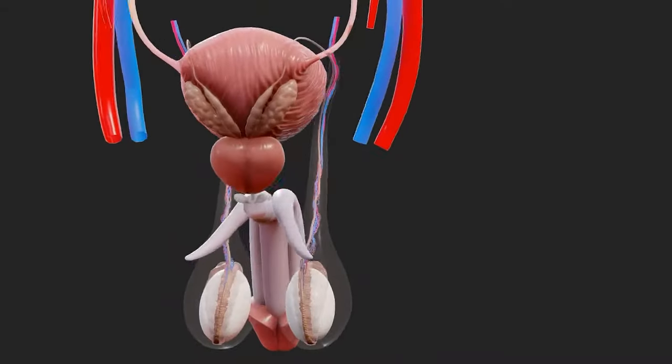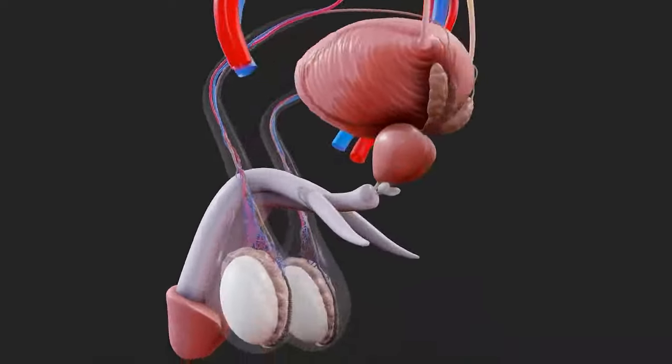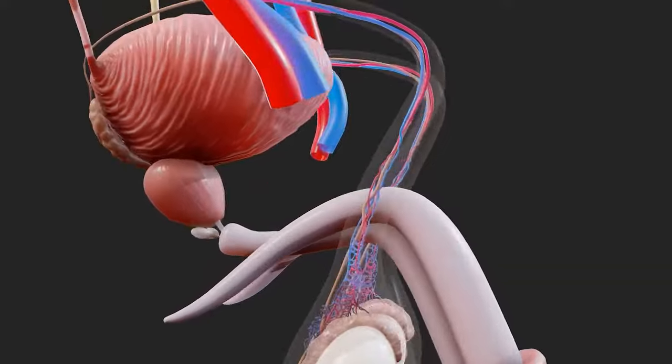Surrounding this part of the urethra is the prostate gland, which secretes prostatic fluid, a component of semen that aids in sperm motility and protection.